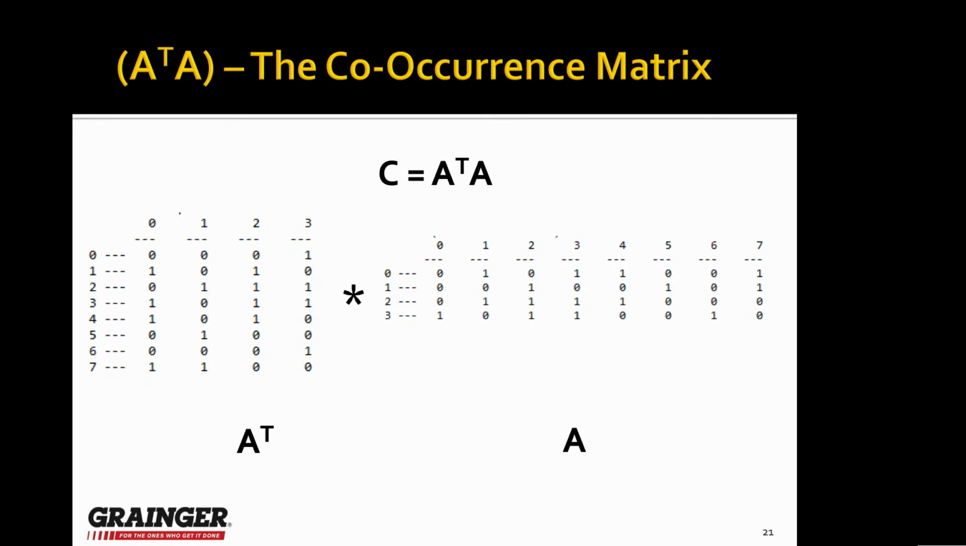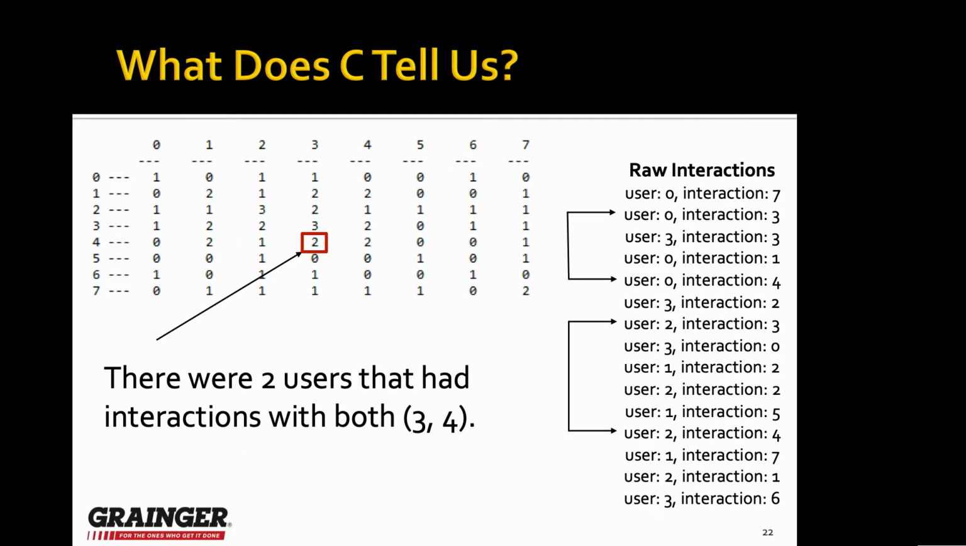What it's telling us is this. We're taking a look at this A transpose times A matrix. So basically, take a look at the intersection of 4 and 3. What it's really telling us is that the number 2 says there are 2 users out there that had interactions with both 3 and 4. So it's an interesting question. That 2 tells us this.